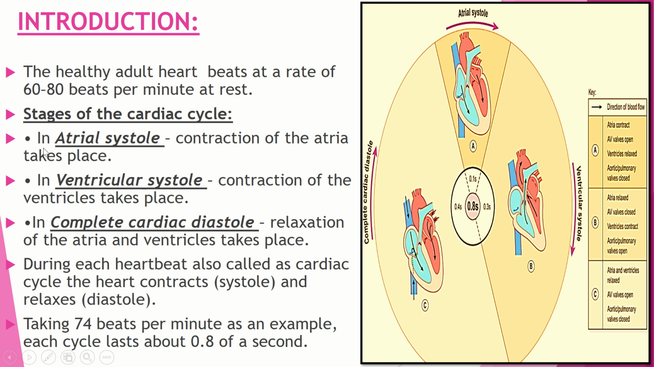Let's see what those are. In atrial systole, contraction of the atria takes place. The atrium is the upper chamber of the heart. In ventricular systole, the contraction of the ventricles takes place. The ventricles, the lower chambers, are called the ventricles. And in complete cardiac diastole, the relaxation of both the atria and the ventricles takes place. Both the upper chambers and the lower chambers relax. It is called the complete cardiac diastole.